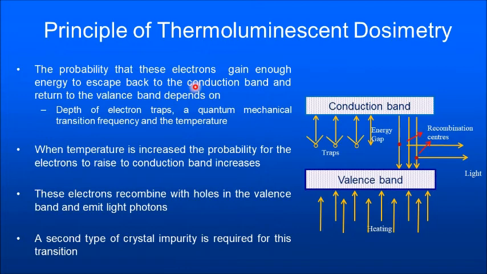The probability that these electrons gain enough energy to escape to the conduction band and return to the valence band depends on the depth of the electron trap. You know, how deep is the electron trap, a quantum mechanical transition frequency, and the temperature. So that means when temperature is increased, the probability that the electron rises to the conduction band and then goes on to the valence band to recombine increases. So these electrons actually recombine with holes in the valence band, and during the process, visible light is emitted, as you can see in this. A second type of crystal impurity is required for this type of transition.